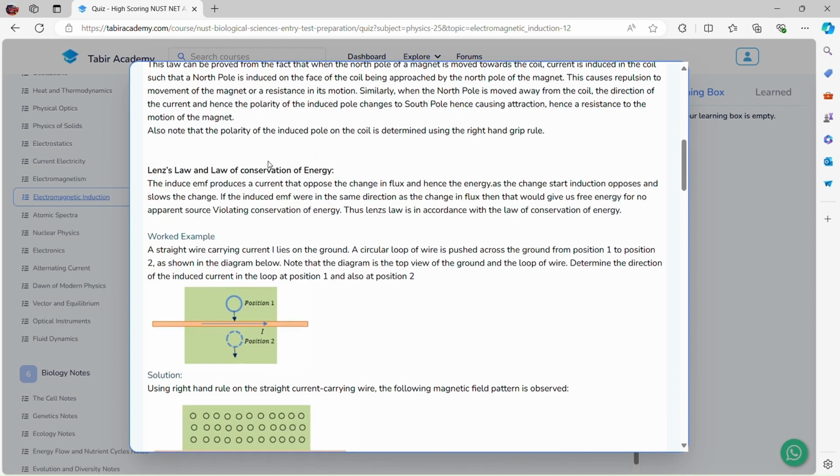Lenz's law and the law of conservation of energy. The induced EMF produces a current that opposes the change in flux, and hence the energy. As the change starts, induction opposes and slows the change.